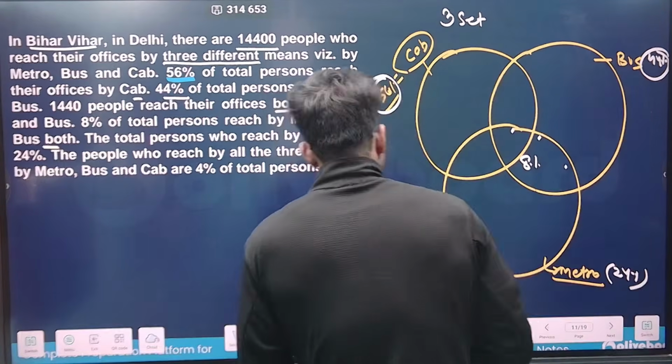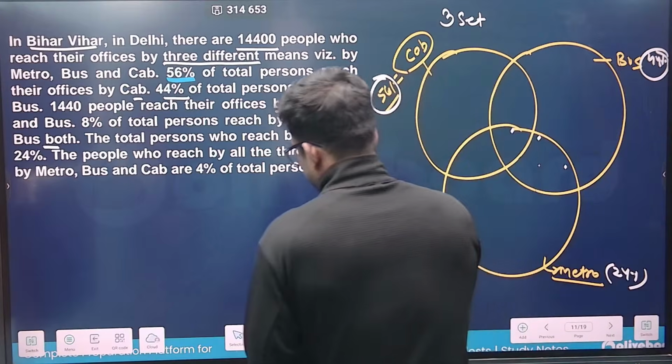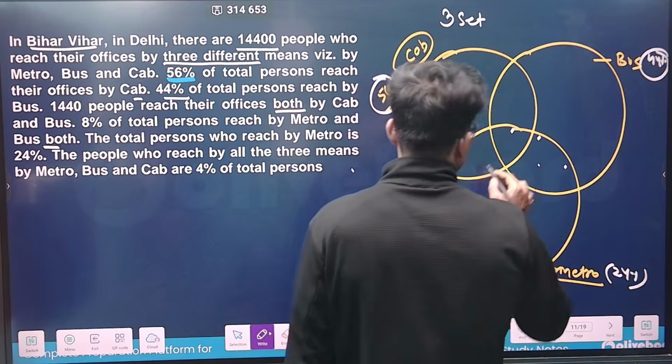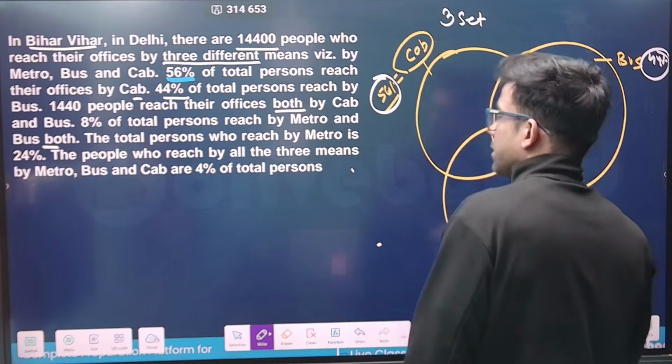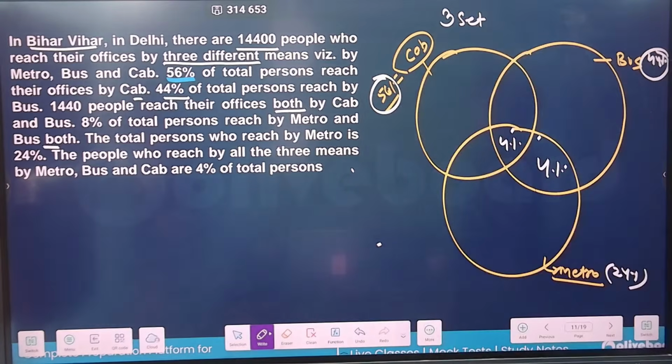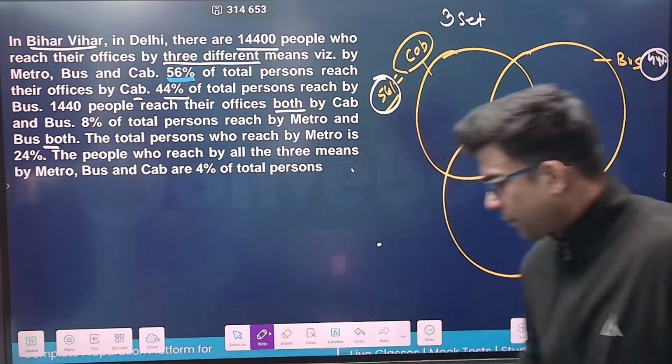See, if this whole part is 8%, then they are saying that this part is basically 4%. If this part is 4%, then this part would also be 4%. Is it right? I hope this is understood. Everyone, this much is clear to all of you? Please comment. Is this much clear?